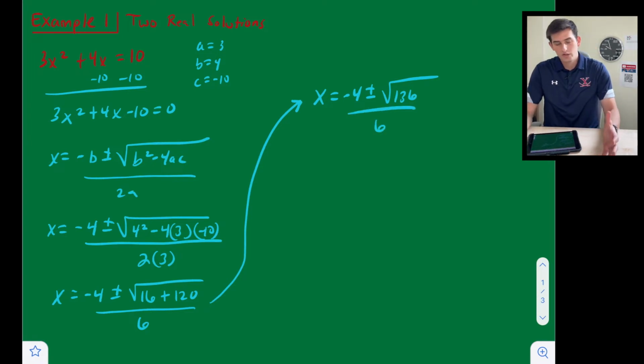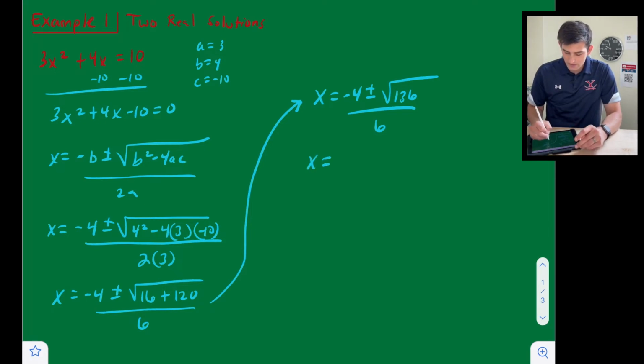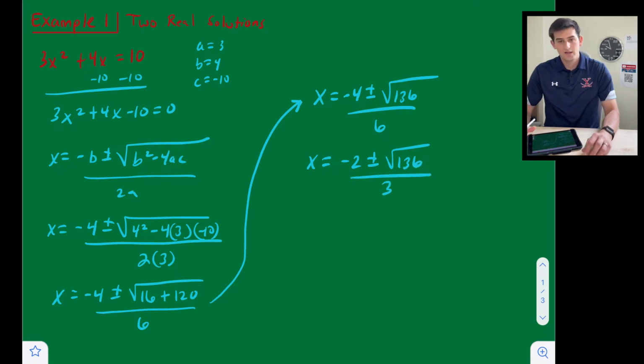Okay, now we could leave this as our answer, or you could simplify a little bit if you wanted. There are a couple different ways you could simplify. See how we have a 4 over 6 there? We could say this is negative 2 plus or minus the square root of 136 over 3. Basically, we simplified 4 over 6 to be 2 over 3. And we could leave it like that.